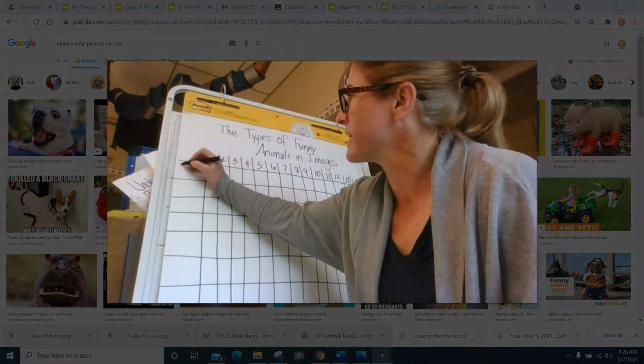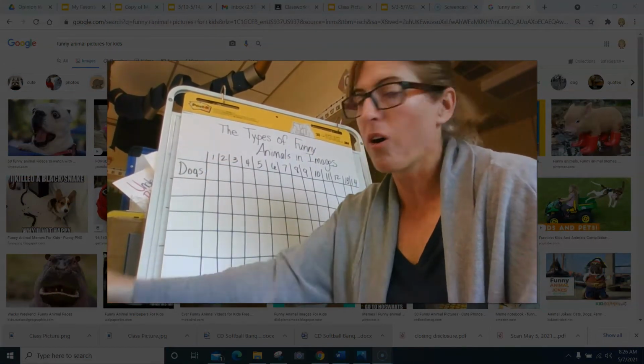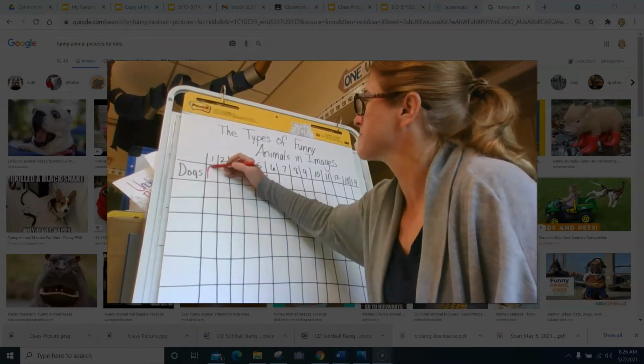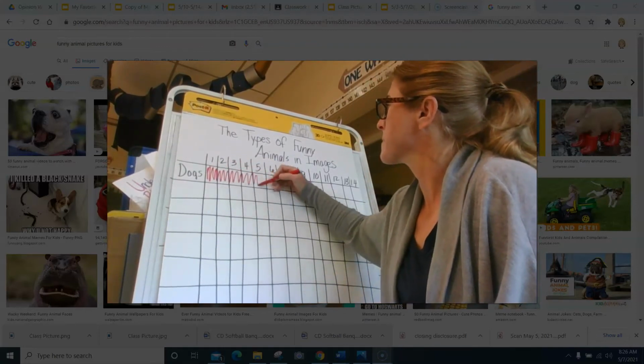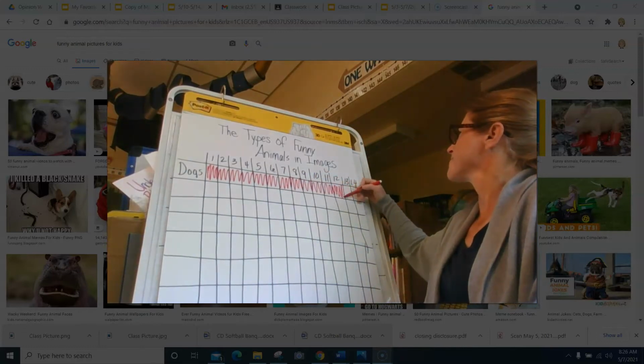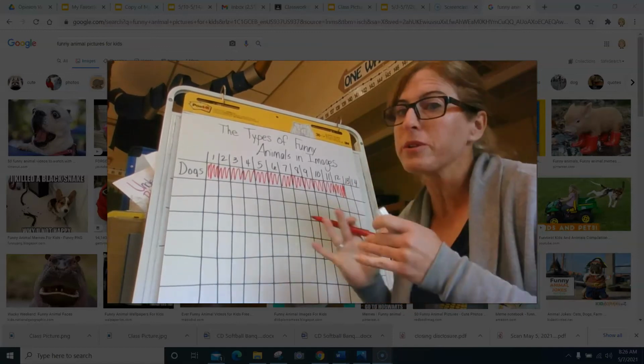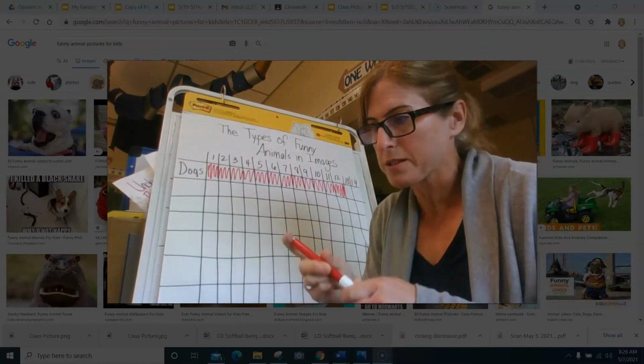So I'm going to write dogs, and I'm going to color all the way up to the number 12. I stop there because that's including the number 12, because there are 12 dogs.